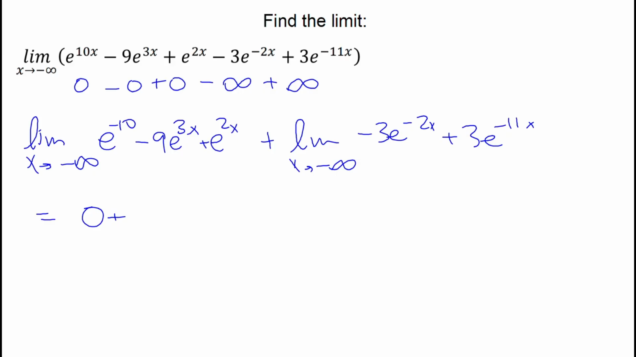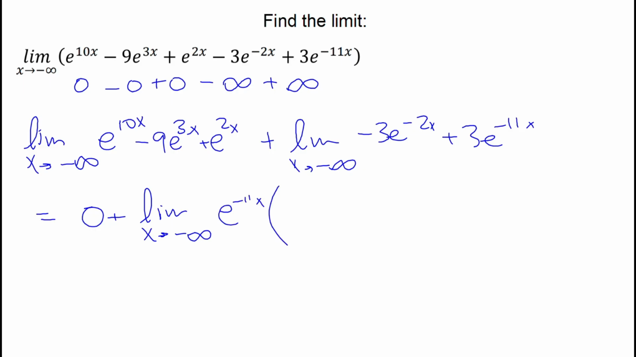Well, for this other limit, what we want to do is try and turn, I don't know why I have a negative there, let's fix that. We want to try and turn these negative exponents into positive exponents. So what we'll do is factor out e to the negative 11x out of these two terms. So I'm going to have a limit as x approaches negative infinity of e to the negative 11x times whatever I get when I factor that out.